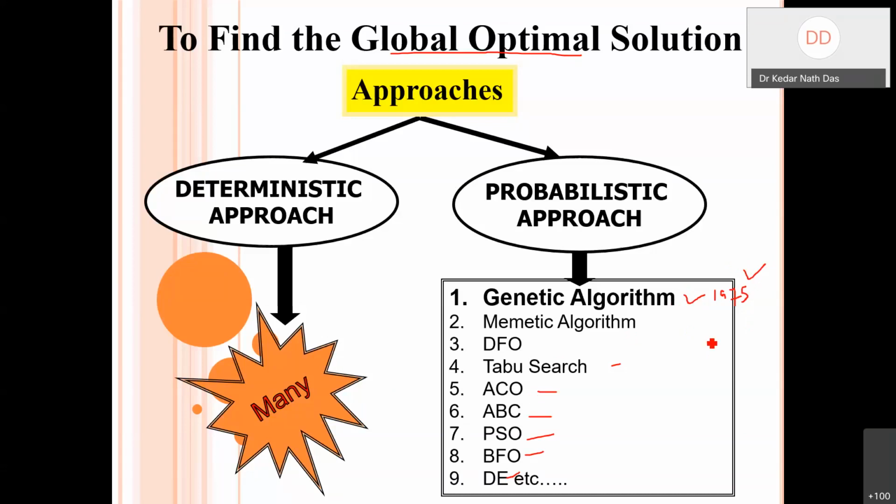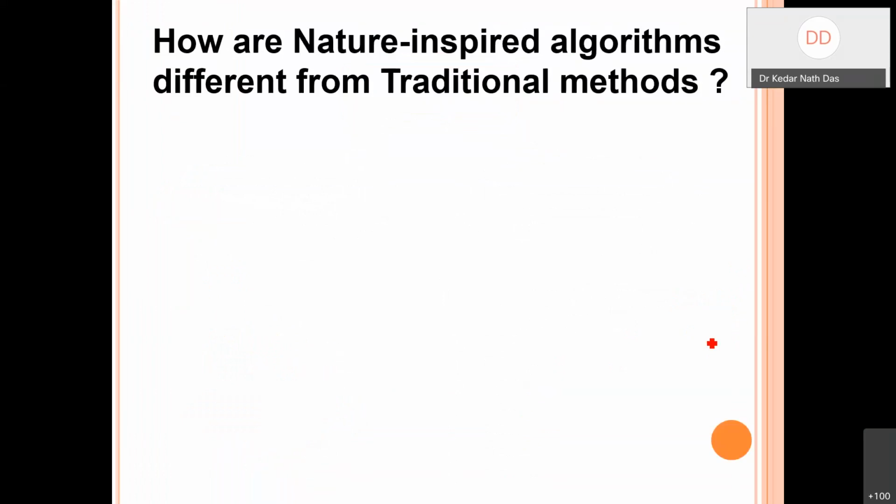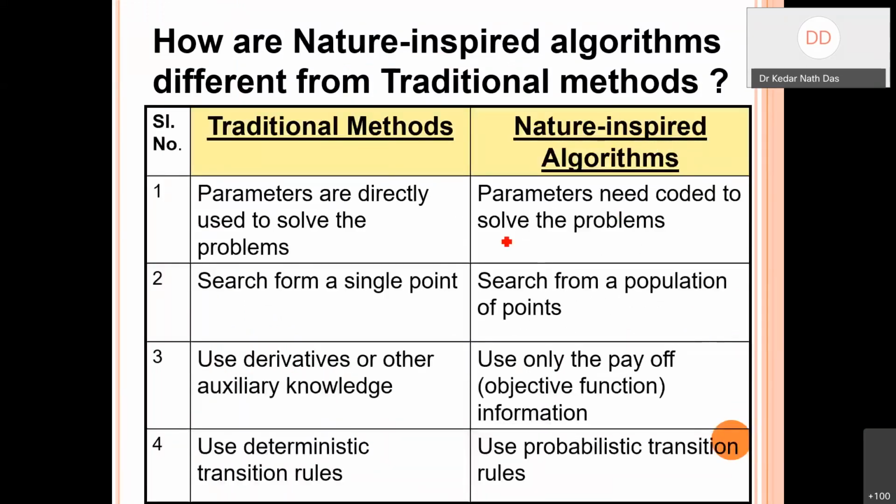Now, these nature-inspired algorithms are actually different from the traditional methods because in the traditional methods the parameters are directly used. But here we need to encode them, either in a binary, hexadecimal or decimal encoding system. We have to code them first. In the traditional methods, the search starts from a single point, whereas a population of points is required for the nature-inspired or evolutionary algorithms. As I said, some auxiliary knowledge is required for the traditional methods, like differentiability and continuity, but it is not required here at all. Only the payoff matrix, that is the objective function value, is required in the nature-inspired method.